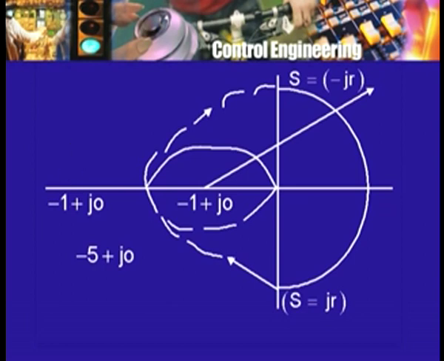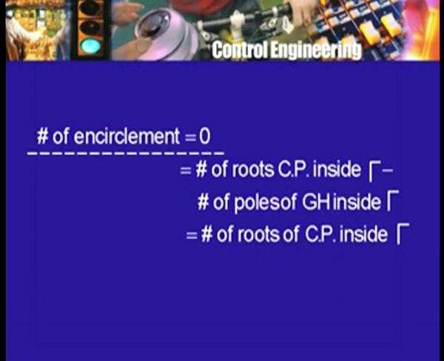In this case now, what is the number of encirclements by gamma prime of this point minus 1 plus j 0? It is 0. So, the number of encirclements is 0. This is equal to what? This is equal to the difference between the number of roots of the characteristic polynomial inside the contour gamma minus the number of poles of GH inside gamma.